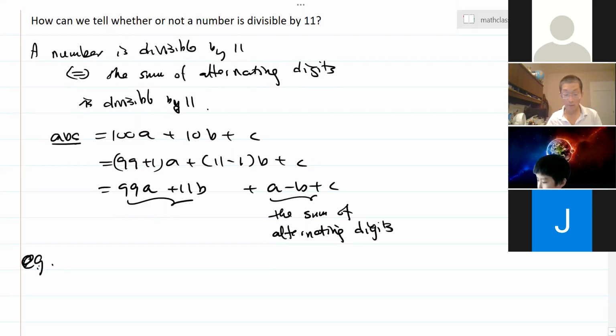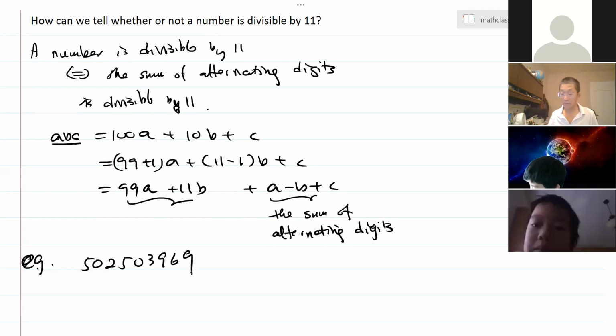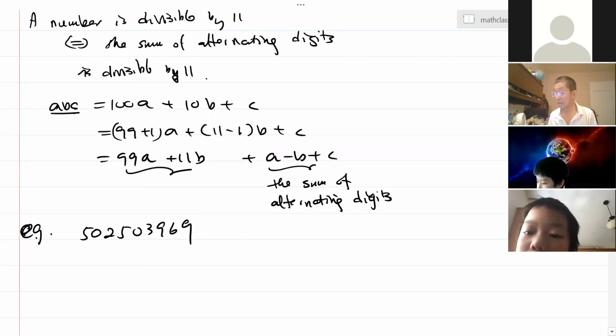I'm going to give a very long number: 5025039369. All right, let's see if this is divisible by 11. You cannot use long division to check, it takes too much time. So what you do is the alternating sum: 5 minus 0 plus 2 minus 5 plus 0 minus 3 plus 9 minus 6 plus 9. This is called the sum of alternating digits.